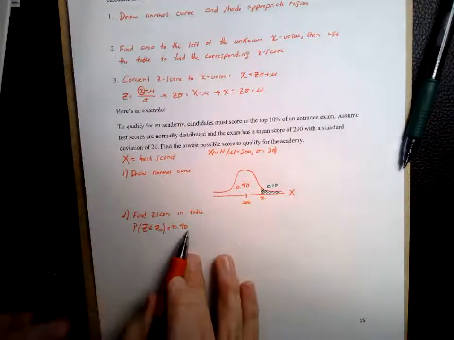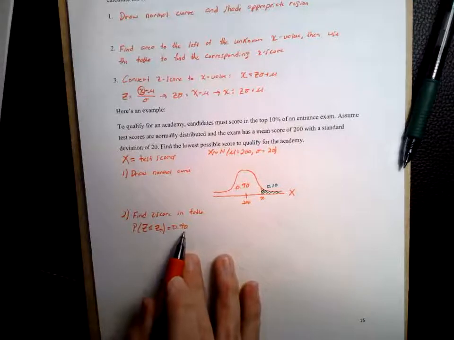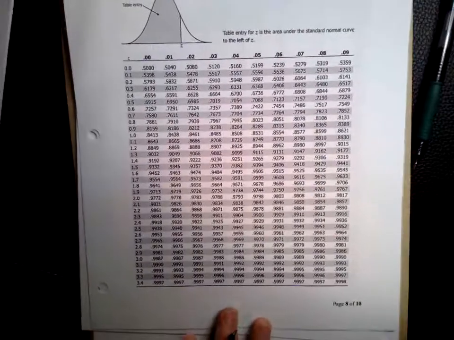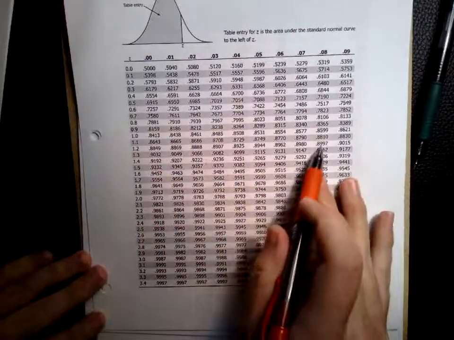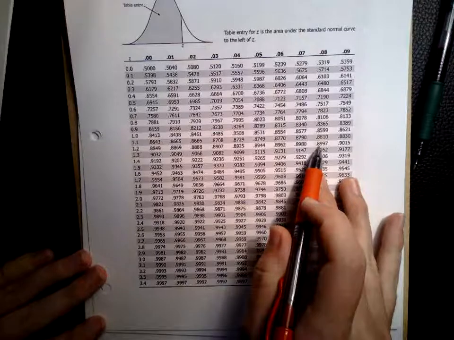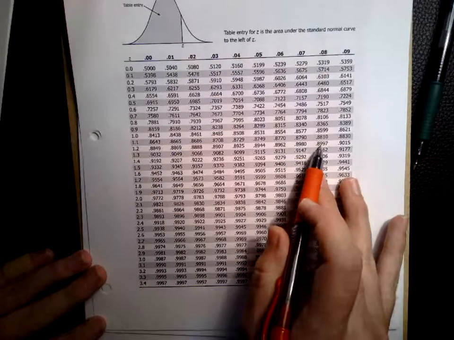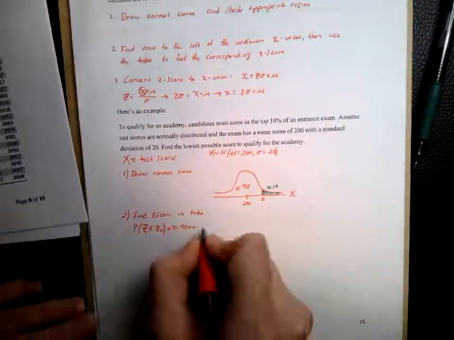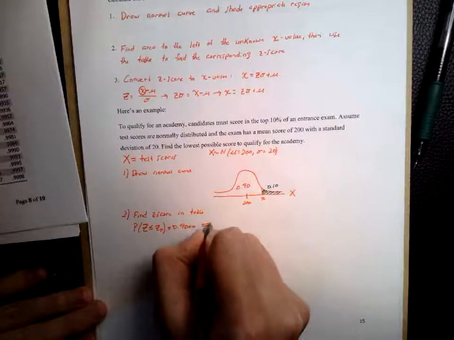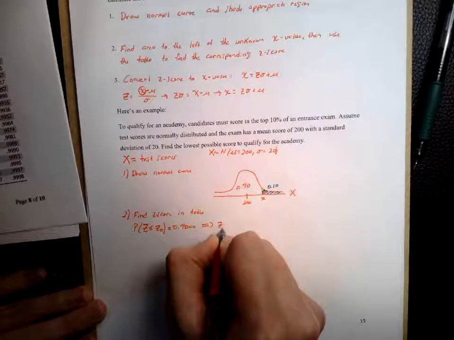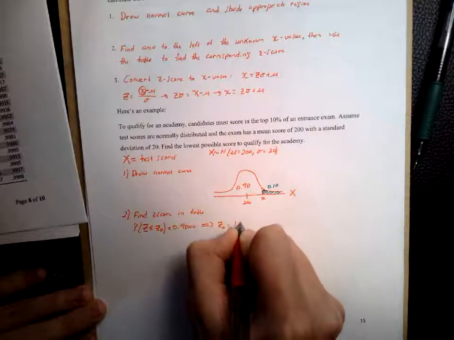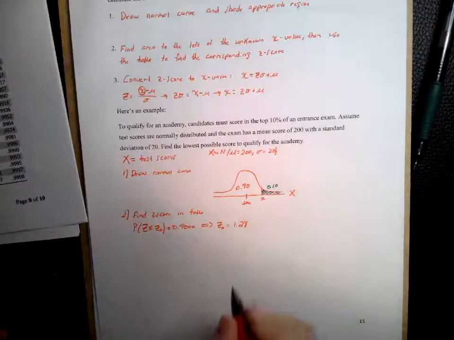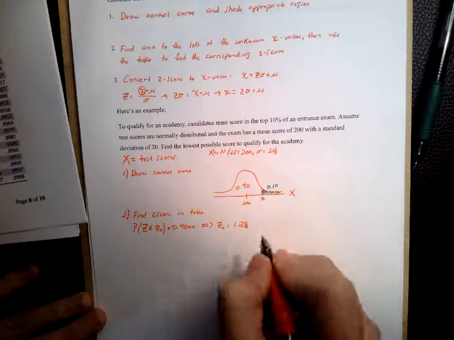Then, if I look in my standard normal table, I look for something with this area to the left. So 0.90, the closest I can get without going over 0.90 is 0.8997, and that is at 1.28. So this implies that z naught is equal to 1.28.